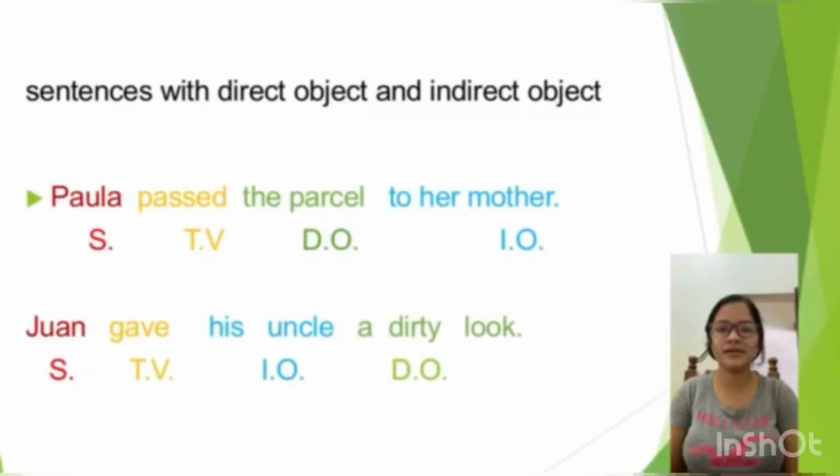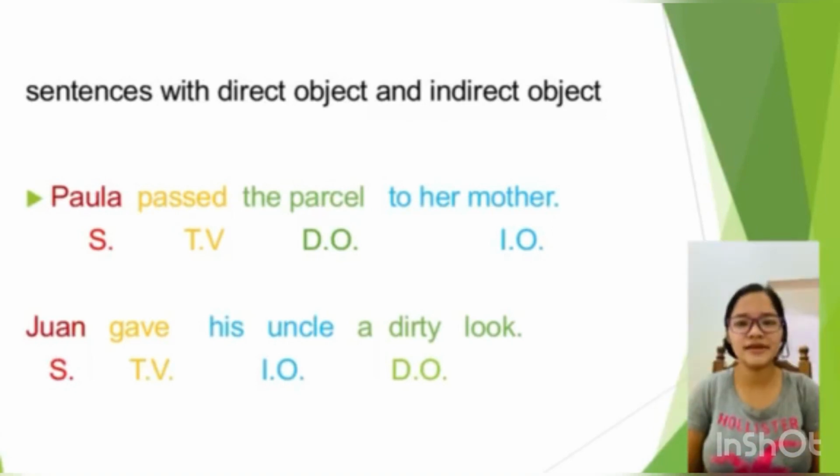In the sentence, we can see that Paula is the name of the person, so it would be the subject. In this case, the direct object is the parcel, and the indirect object is to her mother. Then we will have a transitive verb that will be in the past.